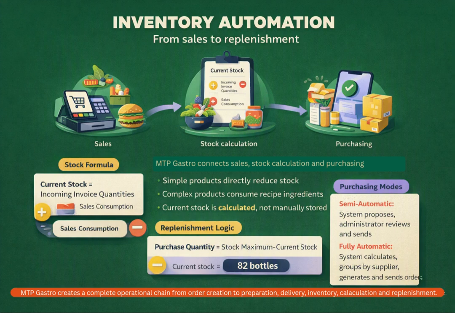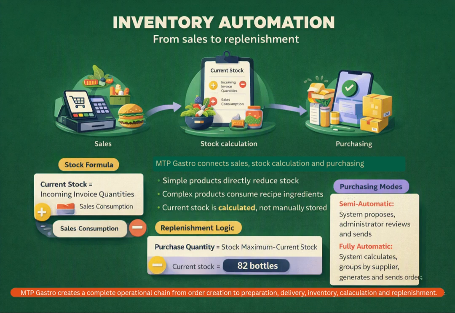MTP Gastro supports two purchasing modes. The first is semi-automatic purchasing. The system prepares the purchase orders automatically. The MTP Gastro administrator reviews the proposed quantities, makes any necessary adjustments, and then sends the purchase orders to the suppliers. The second mode is fully automatic purchasing. In this mode, the system calculates stock levels, determines purchase quantities, groups products by supplier, generates purchase orders, and sends them directly to the suppliers without manual intervention. The purchasing mode is selected by the MTP Gastro administrator according to the partner's operational requirements.